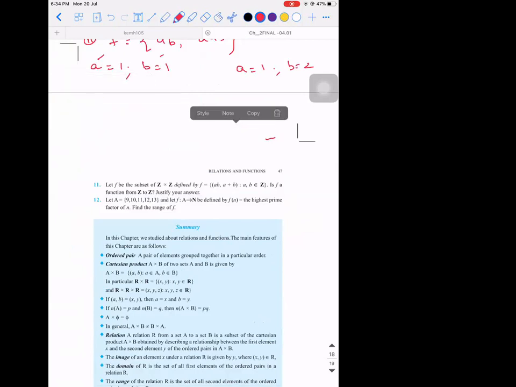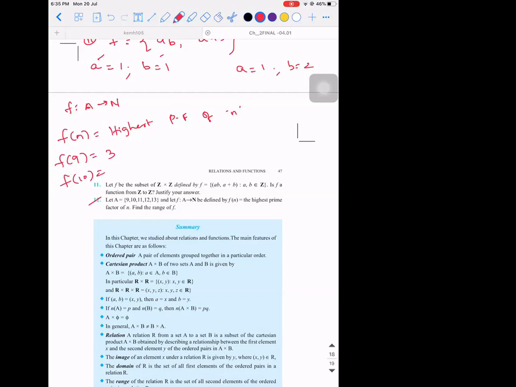So tell me how to do the last problem. Let A is equal to {9, 10, 11, 12, 13}. F is a function mapped from A to N defined by F of n is equal to the highest prime factor of n. Find the range. So I should write F of 9. F of 9 is the highest prime factor of 9. So what is the highest prime factor of 9 that is possible? 3.